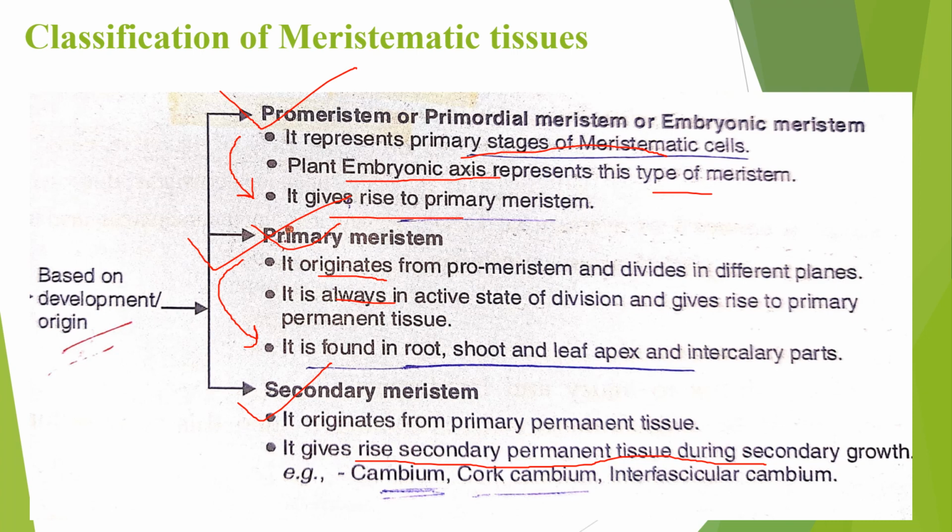And what is primary growth? The plant increases in length with the help of primary growth. But what is secondary growth? It causes an increase in the girth or diameter of the plant. For example, cork cambium is a secondary meristem, and interfascicular cambium is a secondary meristem. Cambium is the meristem from where secondary growth arises.